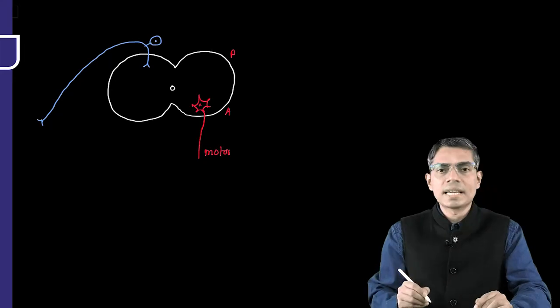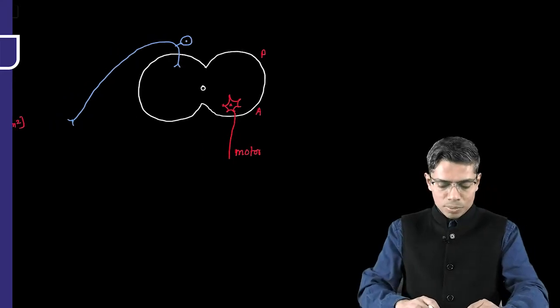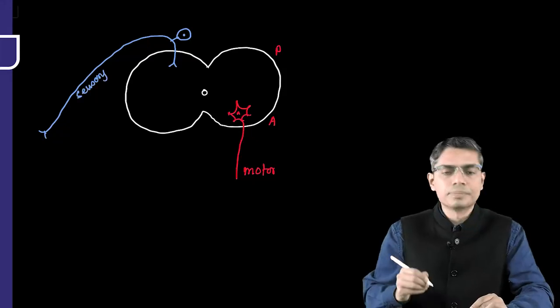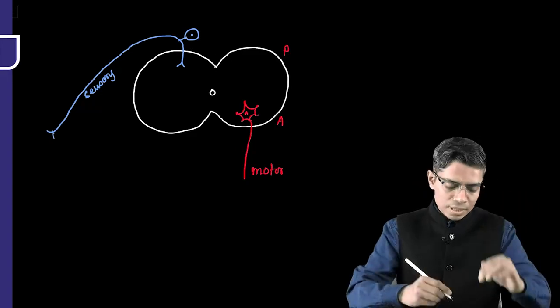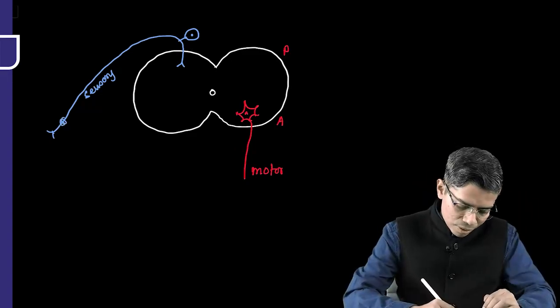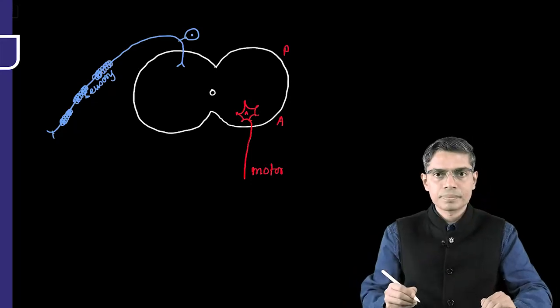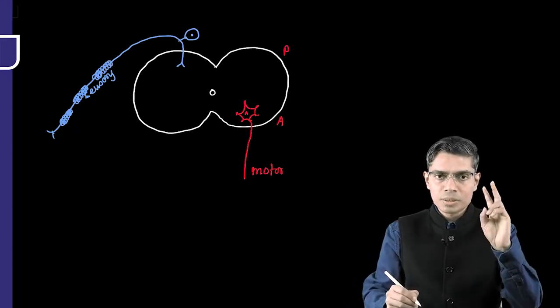This is the dorsal root ganglia where the cell body is located. I hope all of you know that this is my sensory neuron, right? Now, if the sensory neuron is a myelinated neuron, then these are the myelin sheath. Okay. Now, remember 2 things.